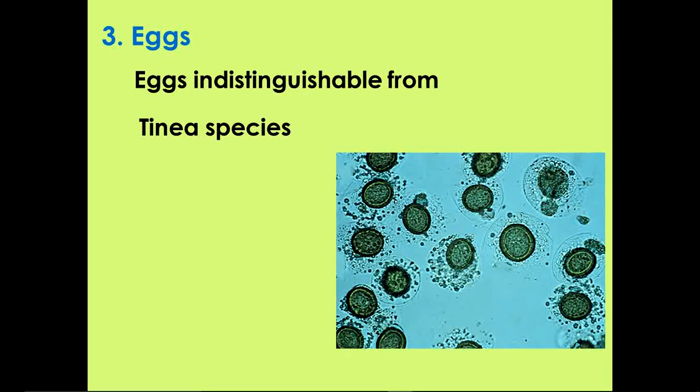Then is the ovum or egg form. The eggs of Echinococcus granulosus and Taenia species are similar, and therefore you cannot differentiate between these two ova. There are radial striations with three pairs of hooklets inside, and the ovum is brown in color, which means that they are bile stained.